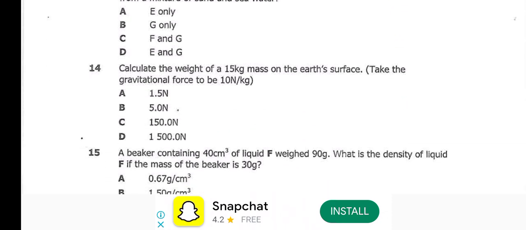Calculate the weight of a 15 kg mass on Earth's surface. Take the gravitational force, which will be 10 Newton per kg. So we all know that weight is equal to mass times what? Gravitation. And acceleration due to gravitation on Earth is 10. So mass should be in what? In kg. So mass times 10, which is 15 times 10. The correct answer is 150. So the correct answer is C.